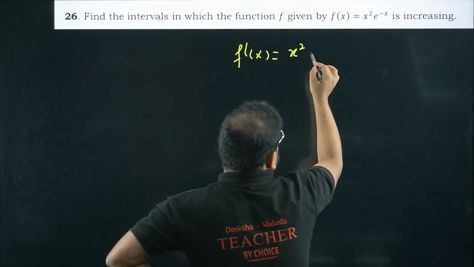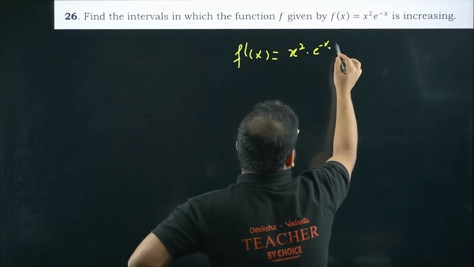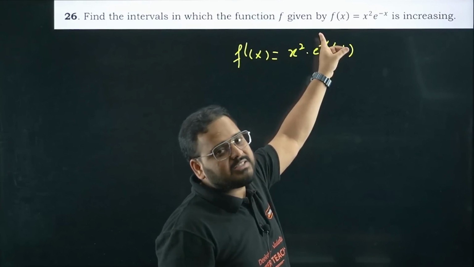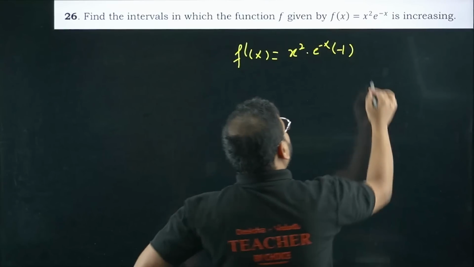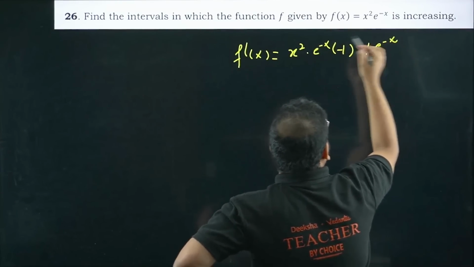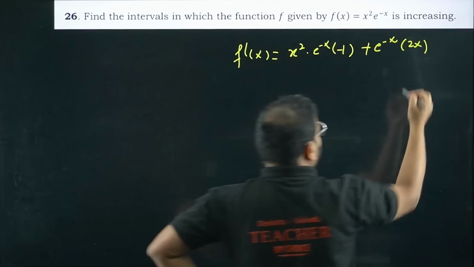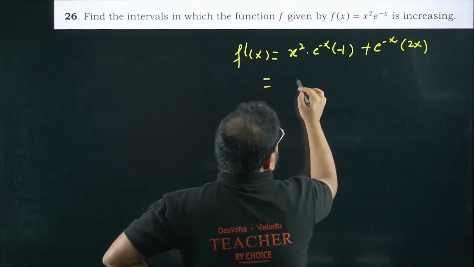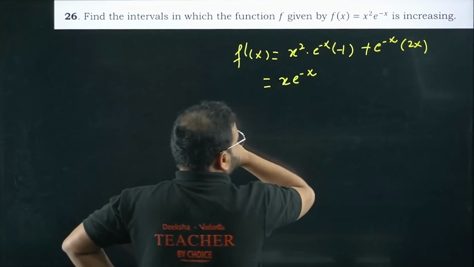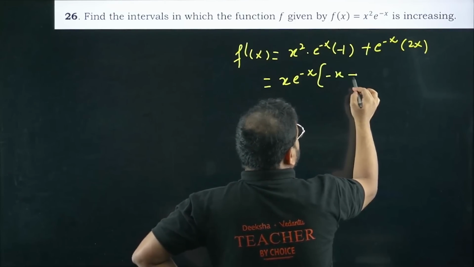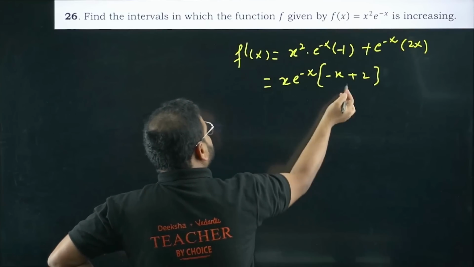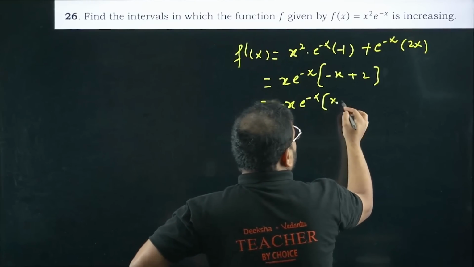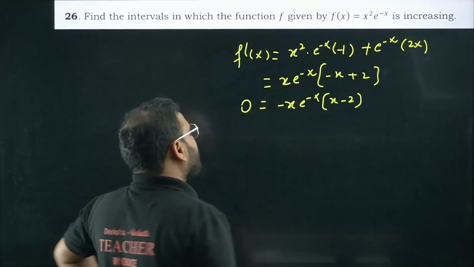Keep x square as it is, differentiate e power minus x, you're going to get e power minus x times minus 1 for the chain rule. The exponential function will remain as it is, but differentiating minus x will give me minus 1. Plus sign will come, keep e power minus x as it is, x square will become 2x. We have e power minus x, x common. I'm getting minus x plus 2. Let's take the minus sign common. You're going to get x e power minus x times (x minus 2). Put it equal to 0.